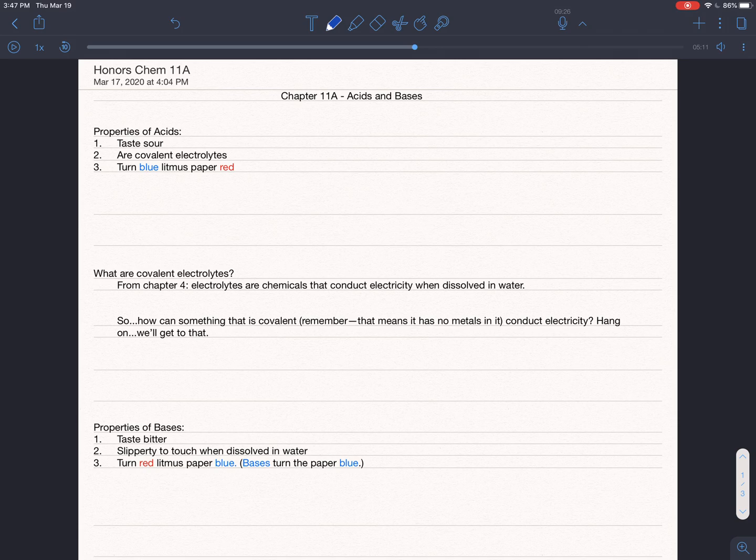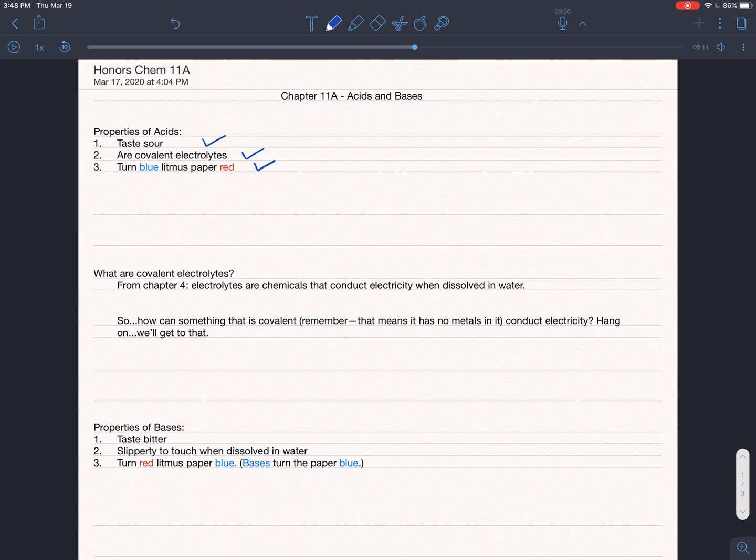This chapter has to do with acids and bases, and we're going to start by looking at some properties of acids. We know that acids taste sour. Not that you should be tasting them, but if you were to taste an acid, it would have a sour taste to it. Acids are also covalent electrolytes. We're going to jump back to that in a minute, but just tuck that away. Acids are covalent electrolytes. And finally, acids turn blue litmus paper red.